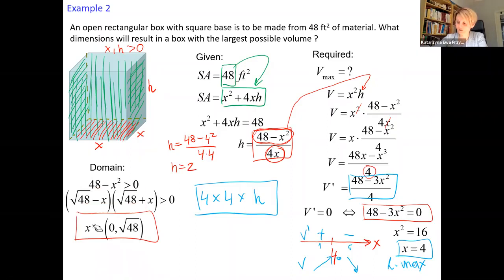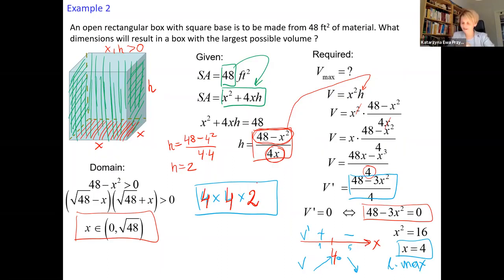That means to maximize the volume, the dimensions are 4 by 4 by 2. It's relatively short, yes? To maximize the volume, the box will be shorter, because the height is only 2 feet, 4 by 4 by 2. Okay, and we can see the same scenario.